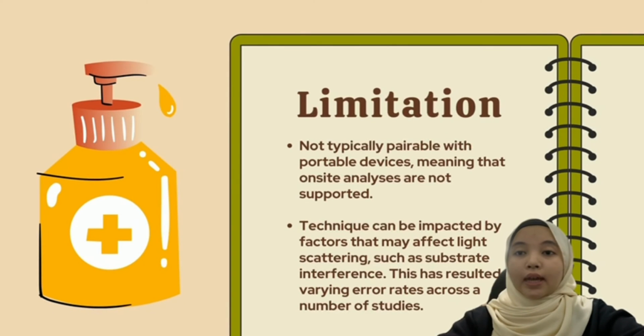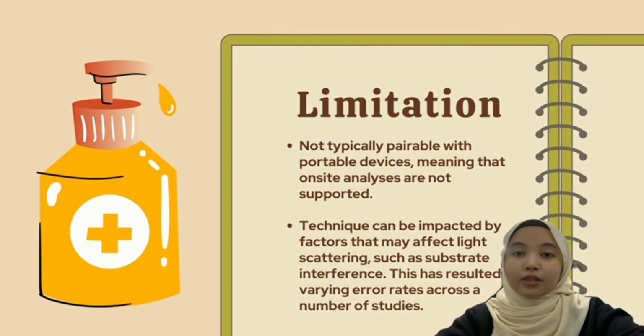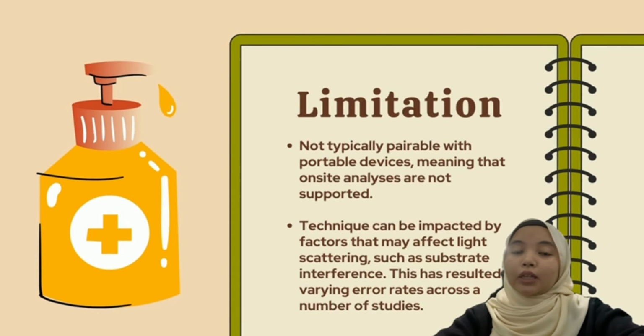Distinct, specular, and diffuse reflectance spectroscopies are not typically pairable with portable devices, meaning that on-site analysis is not supported. Also, it has been established that this technique can be impacted by factors that may affect light scattering, such as substrate interference. This has resulted in varying error rates across a number of studies, which should be taken into consideration before deciding to use it in the field.